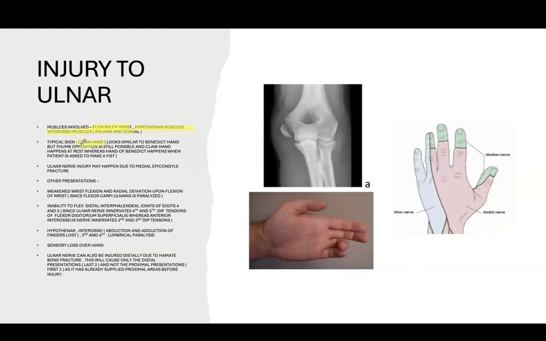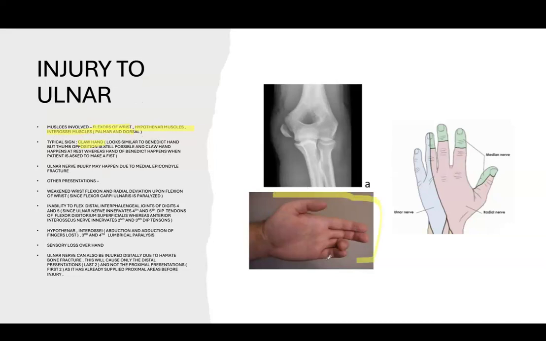And where else do we see this? We saw this in the second case that we took, Klumpke's palsy. And it makes sense, right? Because Klumpke's palsy is C7, C8 damage, and all the nerves come from there. So it makes sense that some of the things are overlapping. And it might look similar to Benedict's hand.